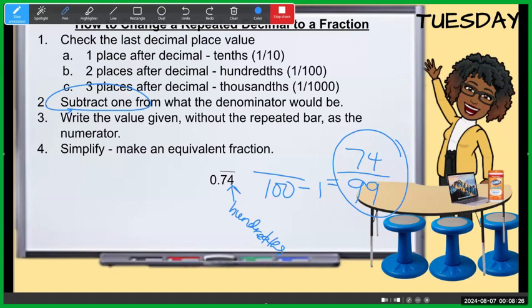Somebody give me a number. So if I had 0.7 repeating, it's the tenths place, so I'm going to go ahead and put my 10, but since it repeats, what do I need to do?